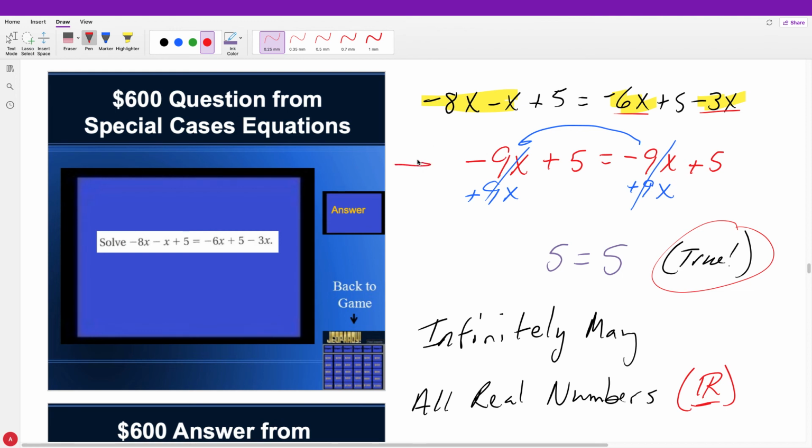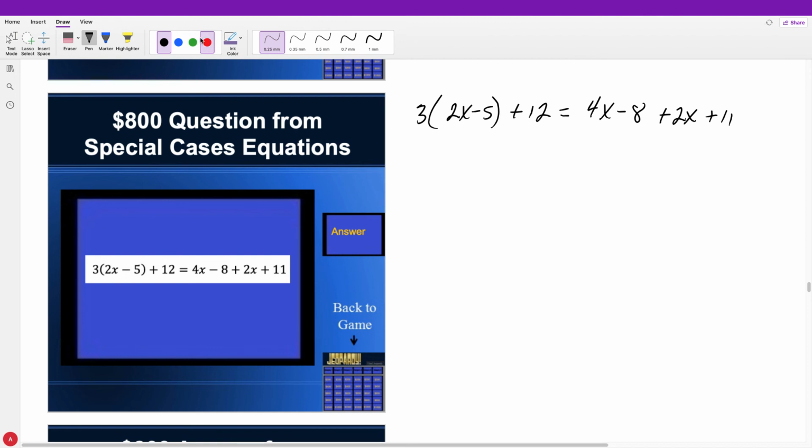Because once we get to here, this should make sense to you. Any number we substitute in for x, they'll both be being multiplied by negative 9, so they'll still be equal after that. And then we'll be adding 5 to both of them as well. So once again, after we multiply and add, we will still be equal anyway.